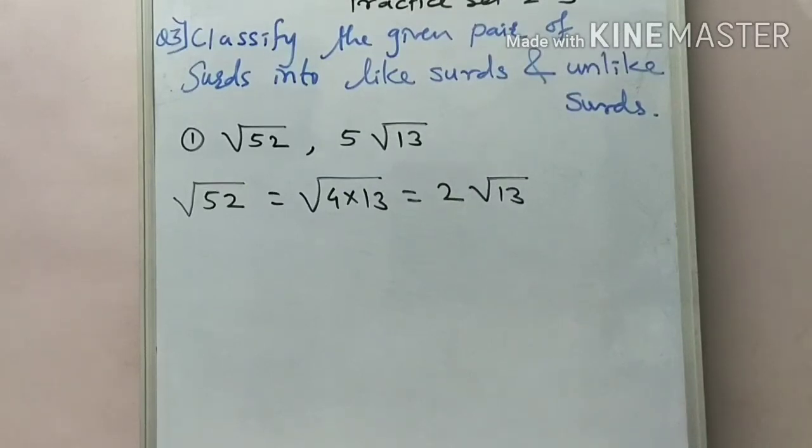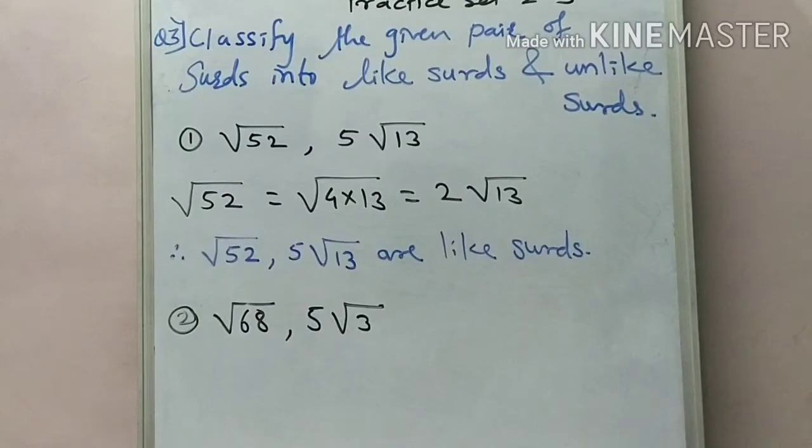Now the second pair is what? Root 68 and 5 root 3. Sorry, not 13, it's 3. Now here, as you observe, 68 we cannot factorize to get a perfect square factor with 3. Here the test of 3 fails, so 68 is not divisible by 3, and hence we can directly say these two are what? Unlike surds.